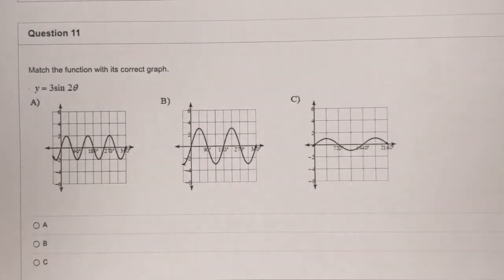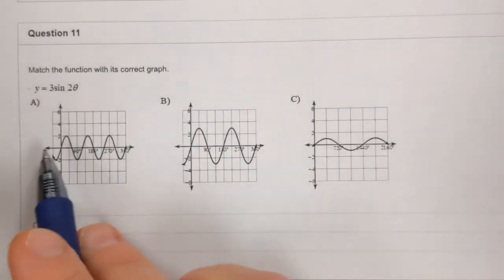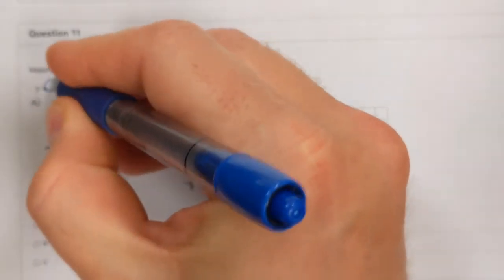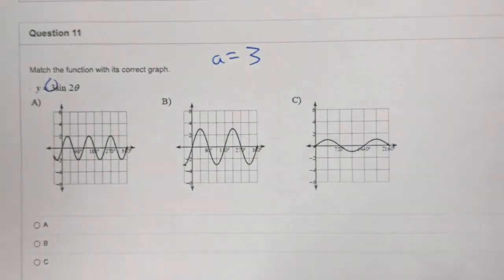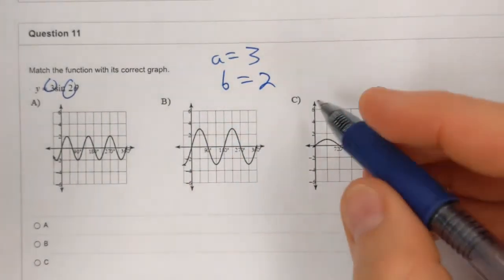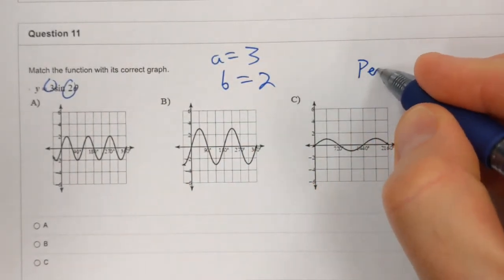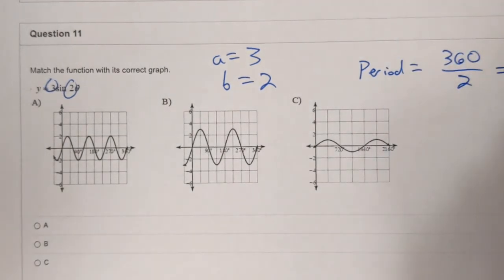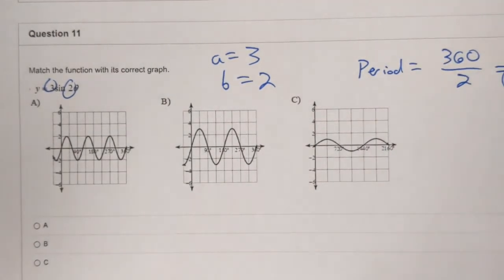All right, and then why not? Let's just do question 11 to kind of wrap this up. Here I have to select the graph that matches this function. This has an amplitude of 3. It has a b value of 2. Now, if the b value is 2, that means our period would be 360 divided by 2. Our period would be 180 degrees. So the correct answer is B.